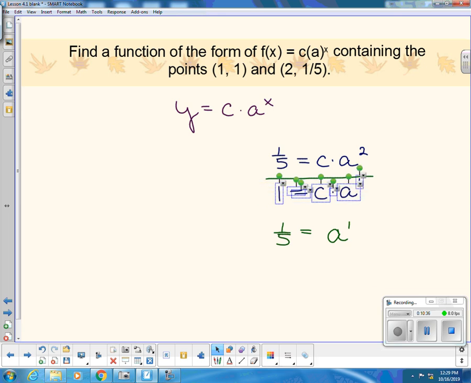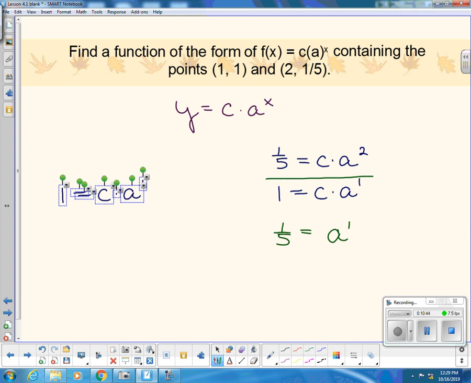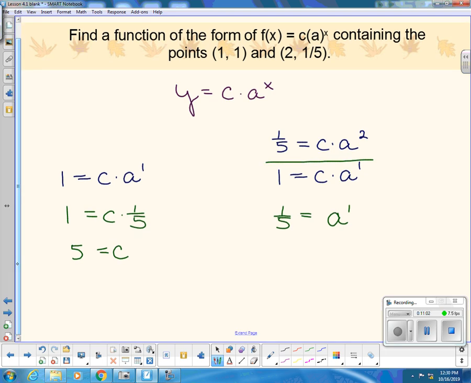Then it doesn't matter which equation you take. I'm just going to take this one, and I'm going to replace the a in this equation and solve for c. So you're going to multiply both sides by 5, or divide both sides by 1/5, either way. So now I have my c and my a, and I can go back and write my equation. And you're done.